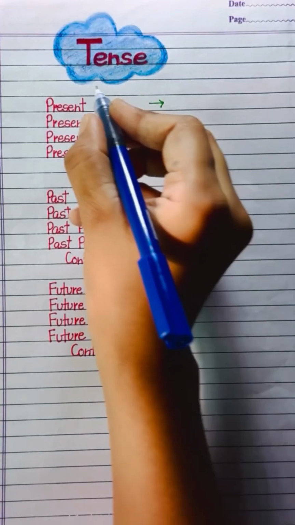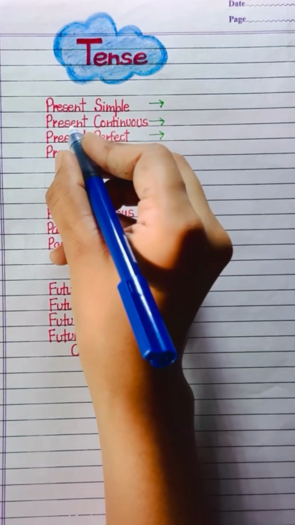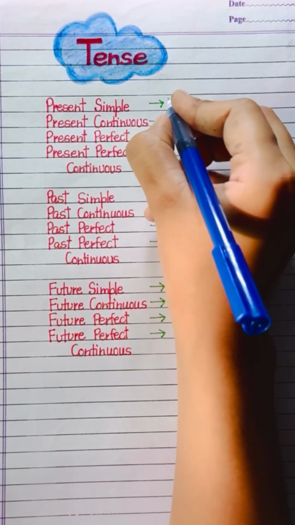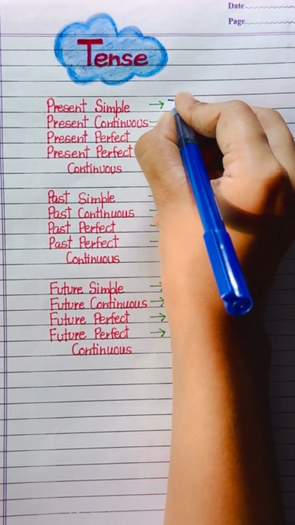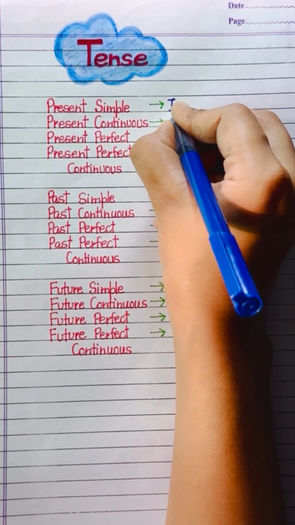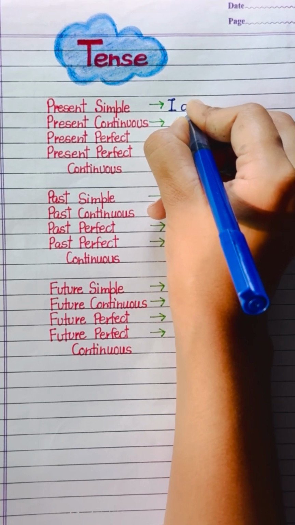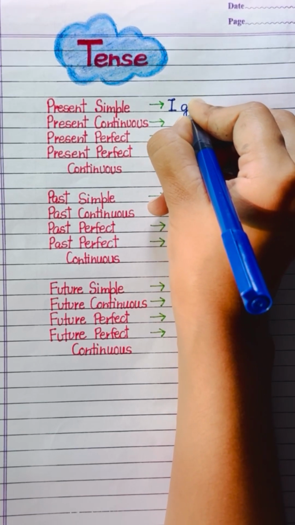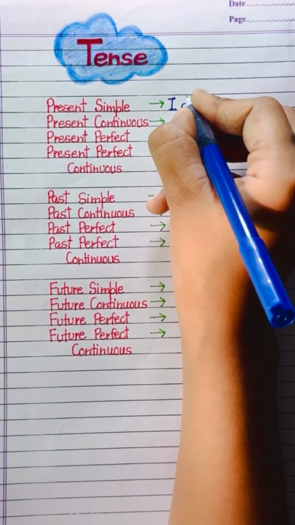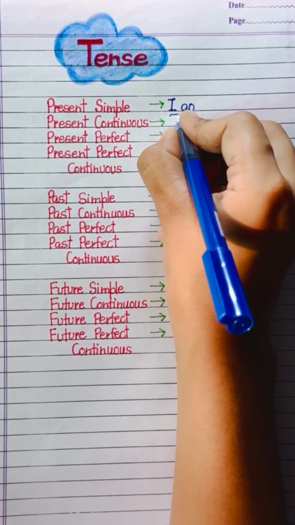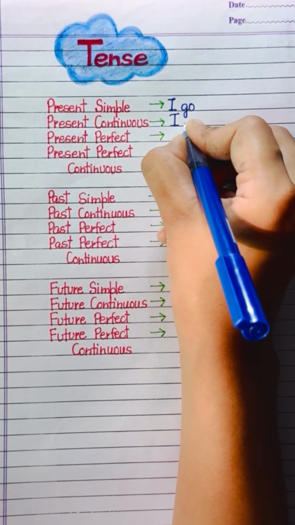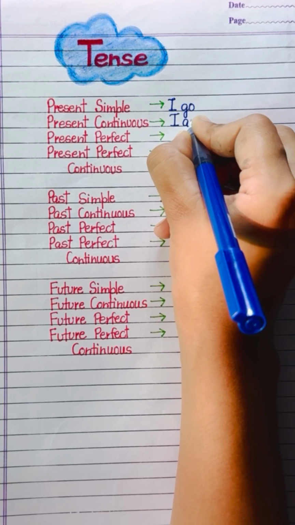In this video, we will see the 12 types of tense. Let's see one by one. Present simple. In present simple tense, we use subject plus first form of verb, and we use s and es. So here I have "I", that is plural in form. So, I go.